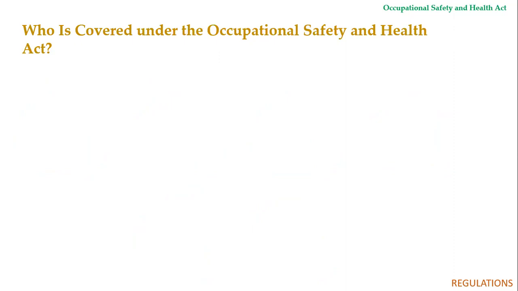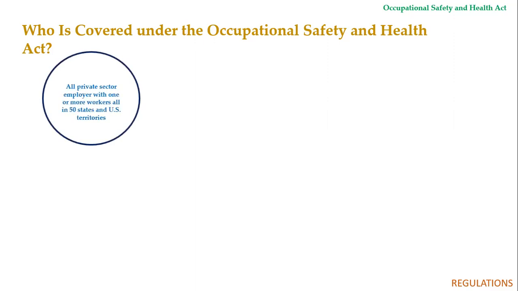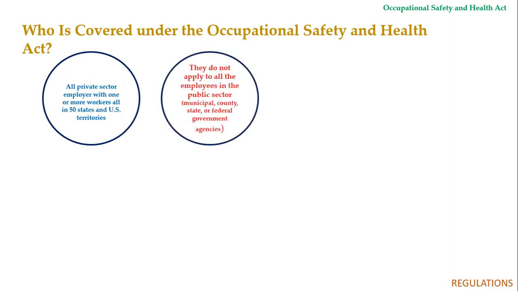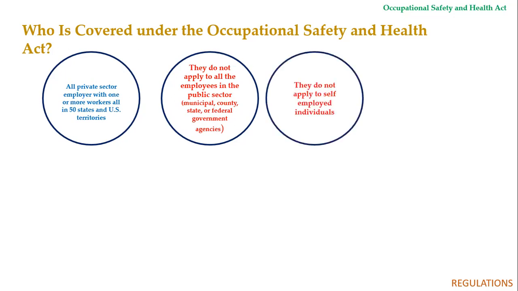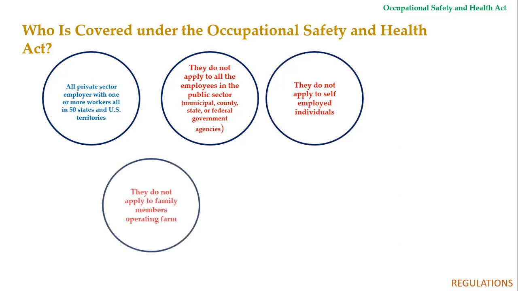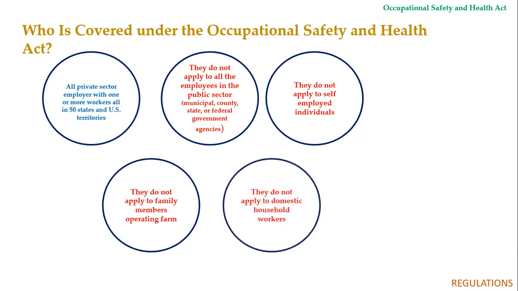So who is covered under the Occupational Safety and Health Act? All private sector employers with one or more workers, in all the 50 states and US territories. It does not apply to employees in the public sector like municipal, county, state, or federal government agencies. It does not apply to self-employed individuals, to family members operating a farm, or to domestic household workers.